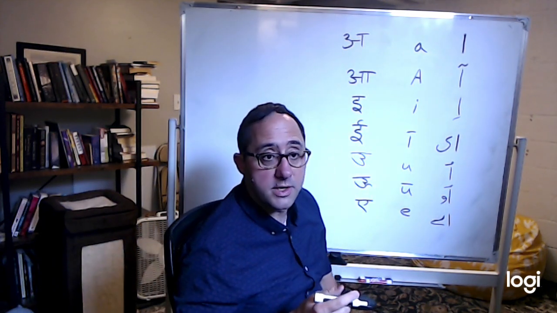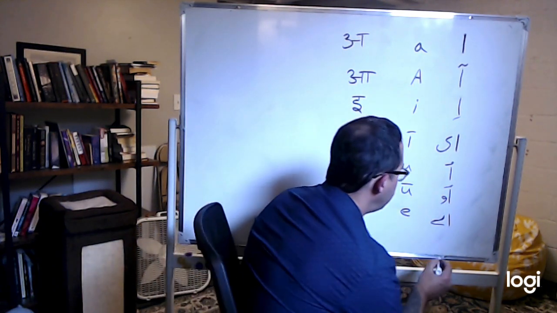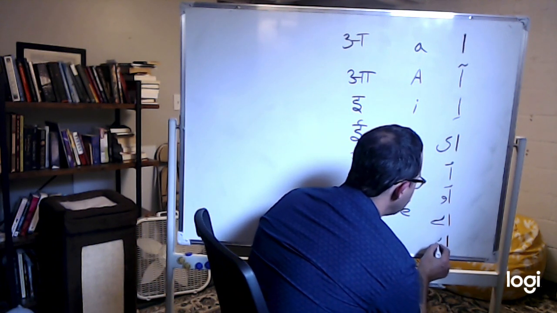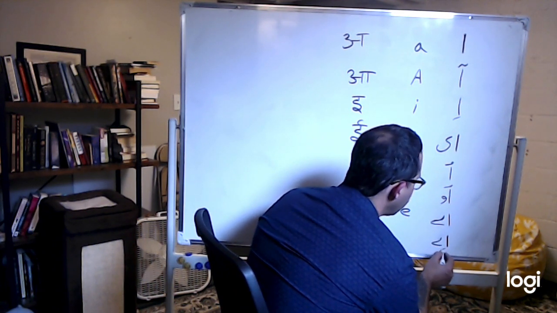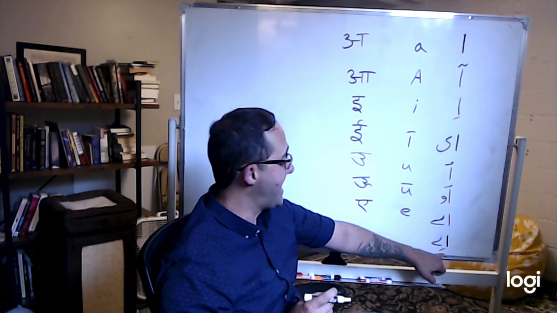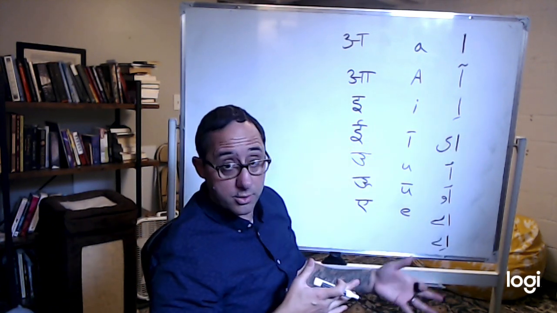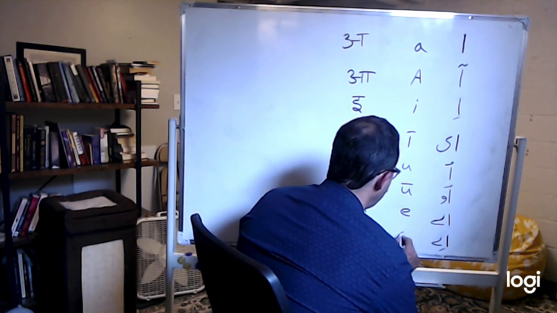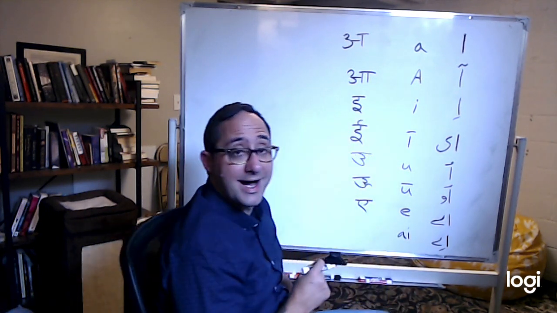Now we're going to do A. Look, it's the same mark, but I'm going to put that little hash below it. That's going to be the A. And that's really how Urdu is written. I'm not just doing that. This is always going to be AI.